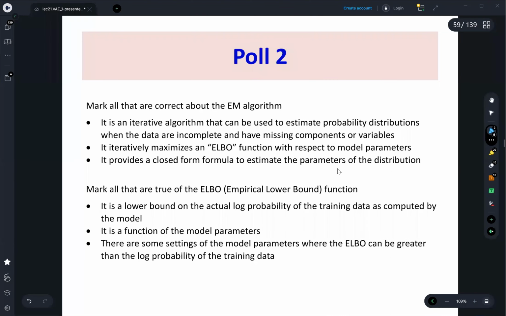So here's the second poll. Let's release the second poll.